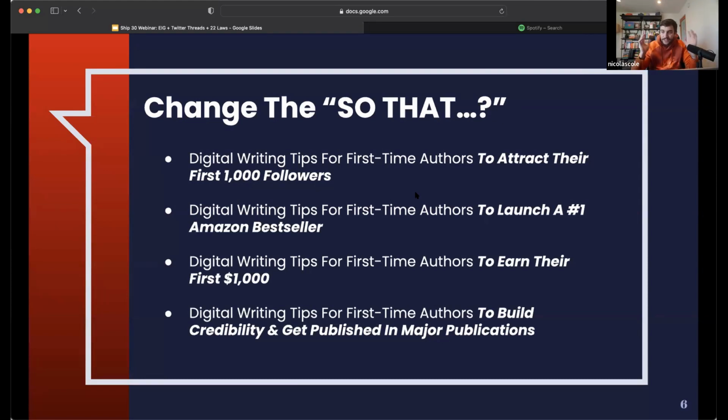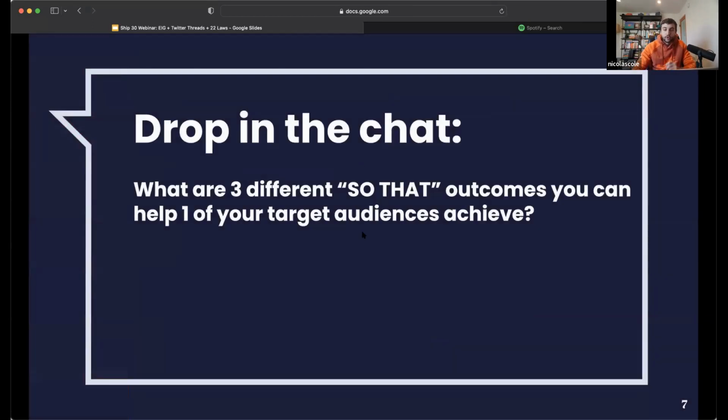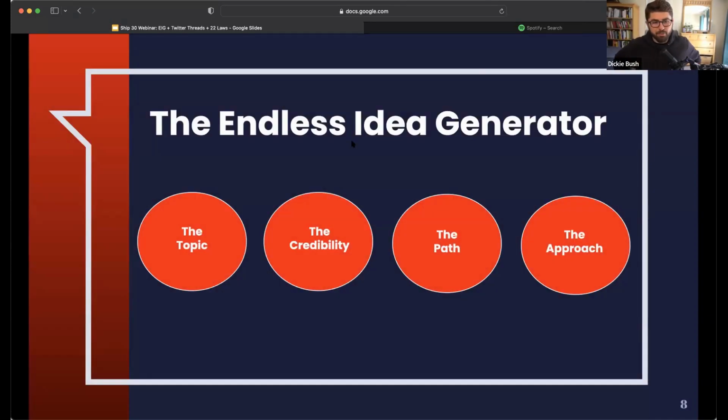Okay, so this is the Endless Idea Generator Lite. This is the light version. So when in doubt, come back to these two knobs: for who, so that. Twist them around and you'll come up with a dozen new ideas. Real quick, I think we just keep going and get to the full thing.